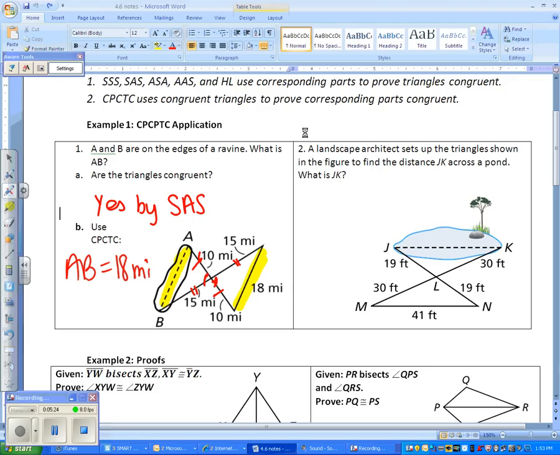All right, so you're going to try to do number 2. Again, I want you to have both steps. Are they congruent? If so, how? And then answer for the length of JK.